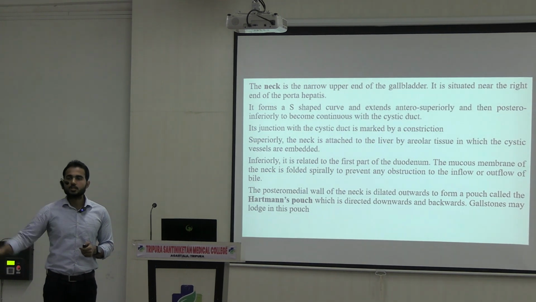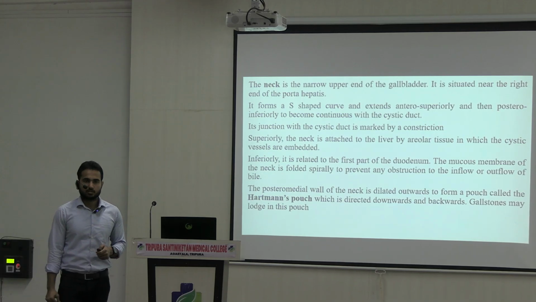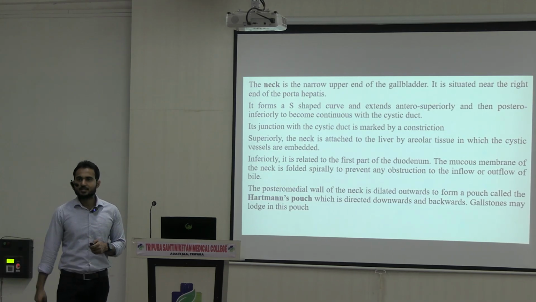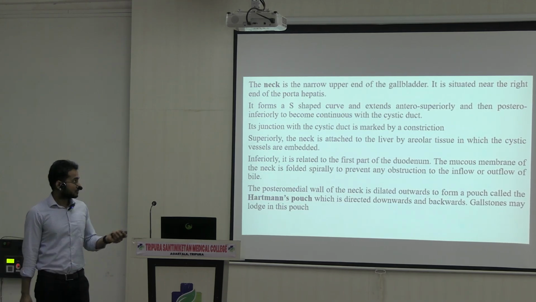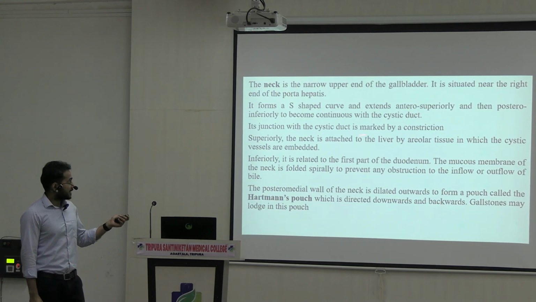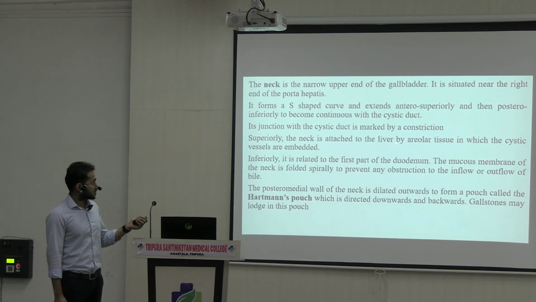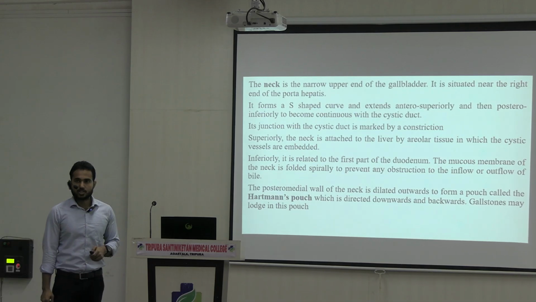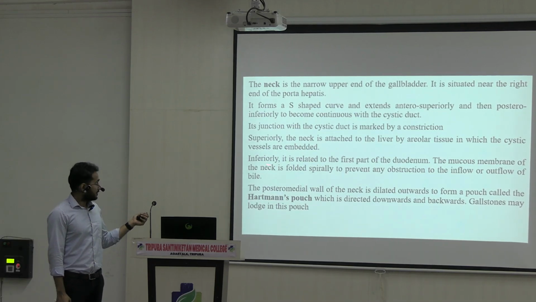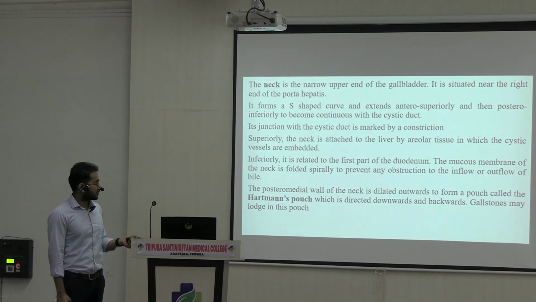Beyond that, it continues as the cystic duct. At the junction, there is a constriction present. Superiorly, the neck is attached to the liver by areolar tissue. Inferiorly, it is related to the first part of the duodenum.